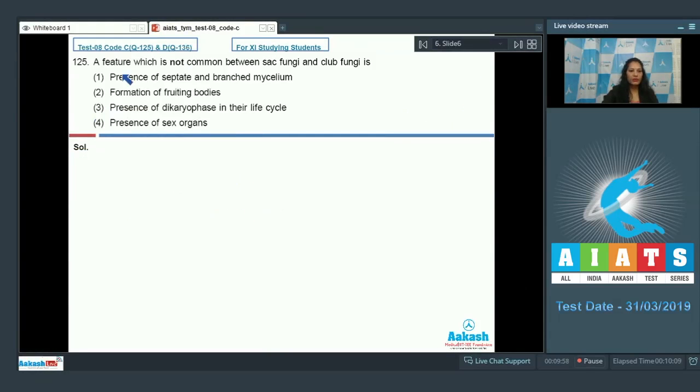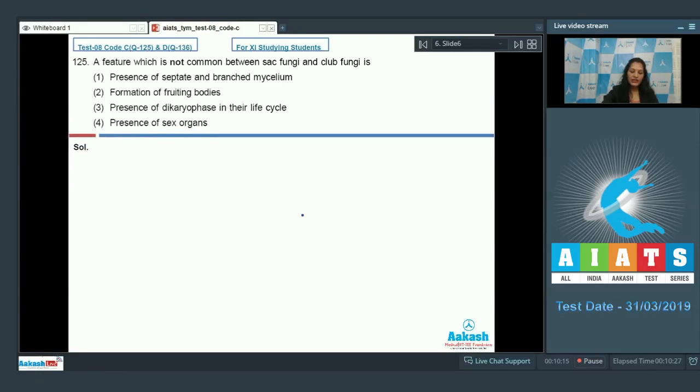Question number 125. A feature which is not common between sac fungi and club fungi is: first option, presence of septate and branched mycelium. Second, formation of fruiting bodies. Third, presence of dikaryophase in their life cycle. Fourth is presence of sex organs.